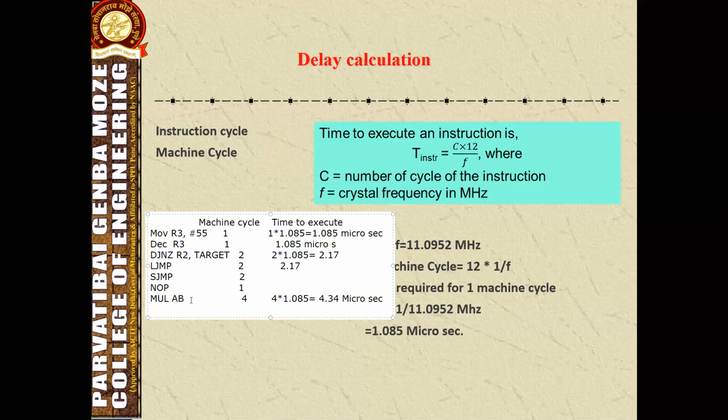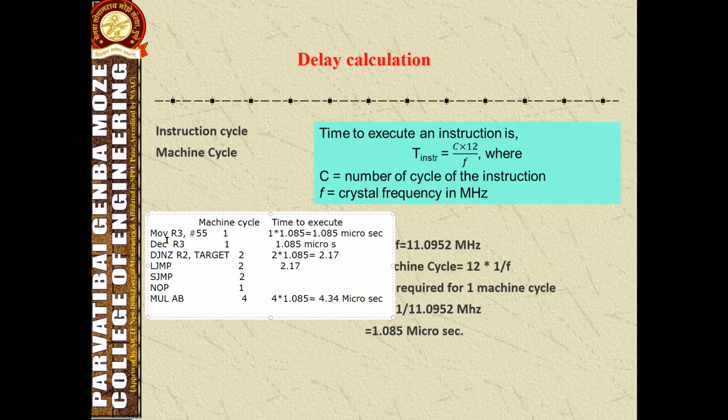See, in the example, they may give such type of instructions, and they will ask what is the time required for executing these instructions with a particular frequency. Here the frequency is 11.0592 MHz. First we have to calculate, at this frequency, what amount of time is required to execute one machine cycle. So using this formula, we should calculate the time required for executing one machine cycle.